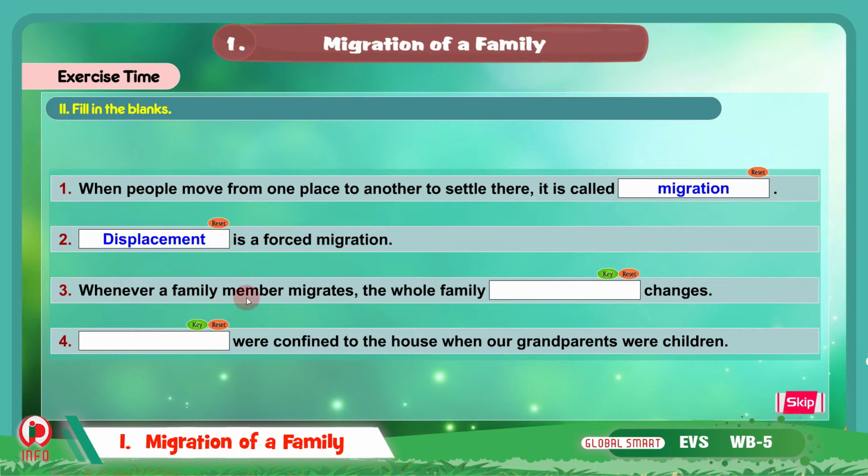3. Whenever a family member migrates, the whole family dash changes. So, migration here means moving from one place to another. So, whenever a family member moves from one place to another, the whole family structure changes. So, here the answer is structure. 4. Dash were confined to the house when our grandparents were children. When our grandparents were children means in very olden days, many years ago. Who were confined to the house? Women. Women were confined to the house when our grandparents were children.